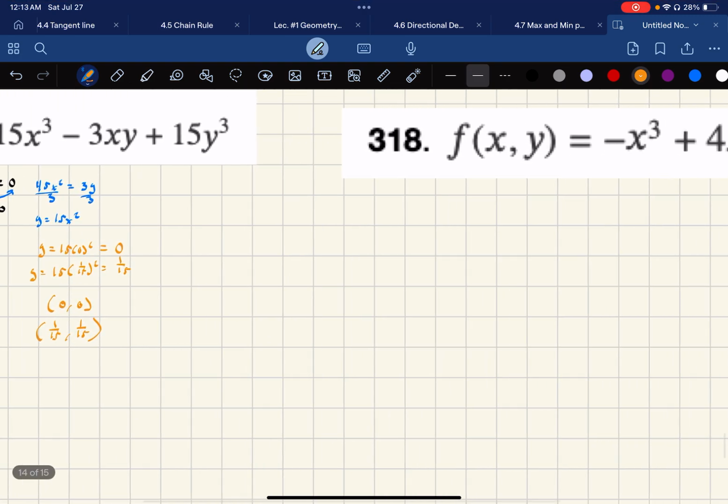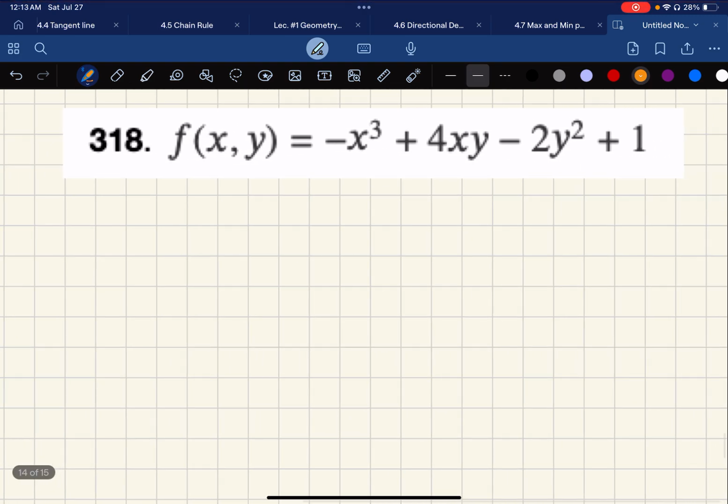Now, let's do 318, and in the textbook, it states that we have to use a second derivative test to classify any critical points and determine whether each critical point is a maximum, minimum, a saddle point, or none of these. So 318. So what do you do first?